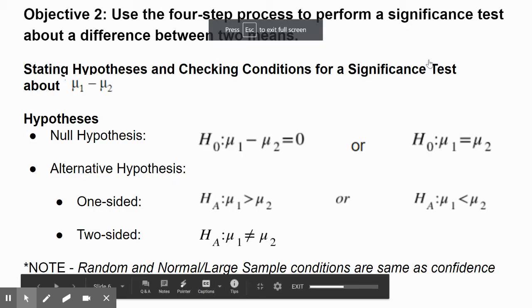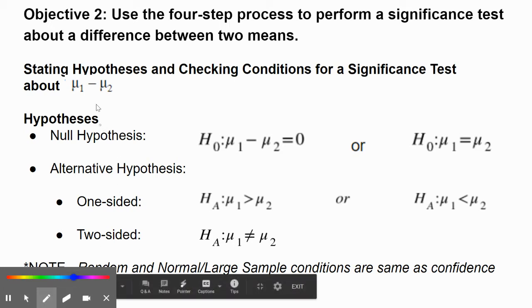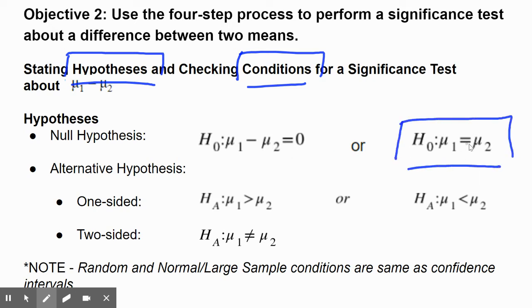All right, stats. Now we're going to look at significance tests for a difference between two means. So we need to build our hypotheses and check our conditions. For the hypotheses, we're going to assume that there's no difference between the two means. If there's no difference, that means mu1 minus mu2 equals 0, or easier to write, mu1 equals mu2. They're identical. That's the null. For the alternative hypothesis, again, one-sided is greater than or less than, two-sided is not equal to.